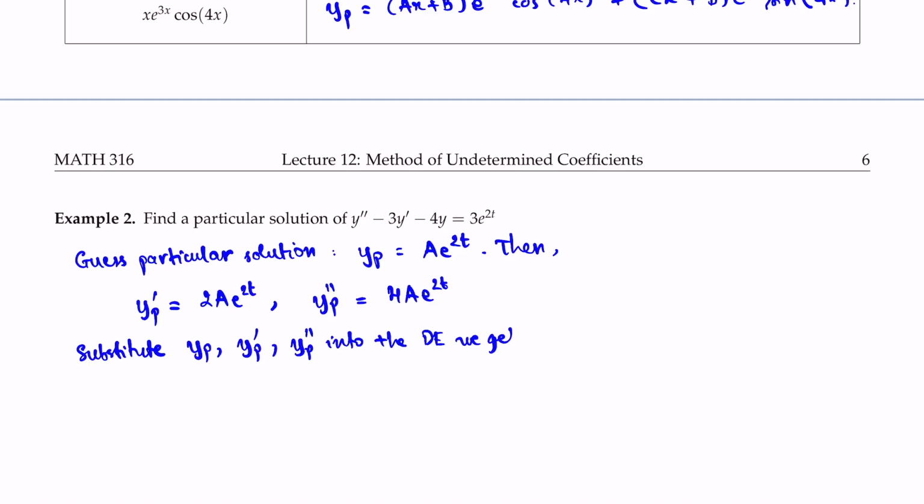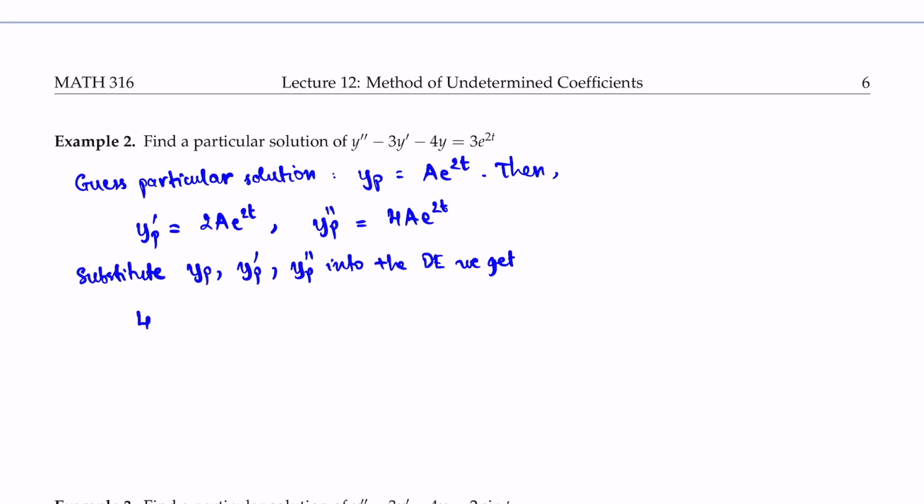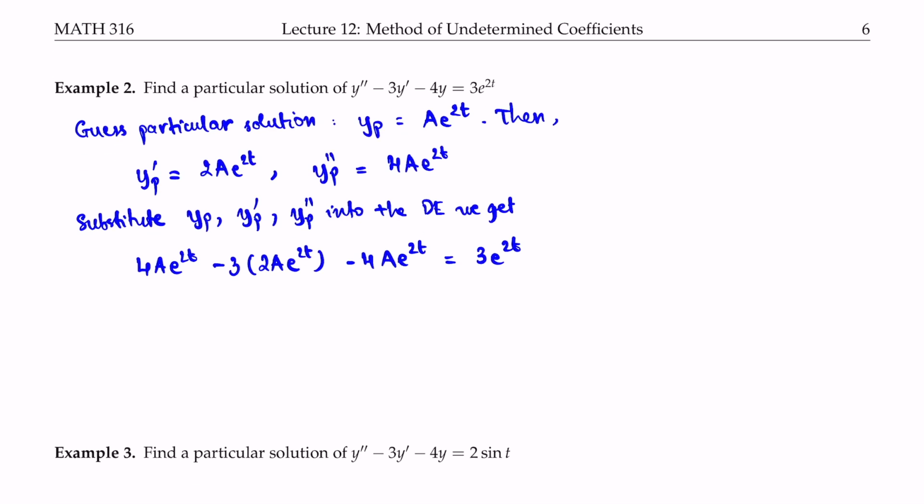We get that y double prime is 4A times e to the 2t, minus 3 times 2A times e to the 2t, minus 4 times A times e to the 2t, equal to the right hand side, which is 3 times e to the 2t. Now as you see in this resulting equation, you have e to the 2t on both sides: here, here, here, and here.